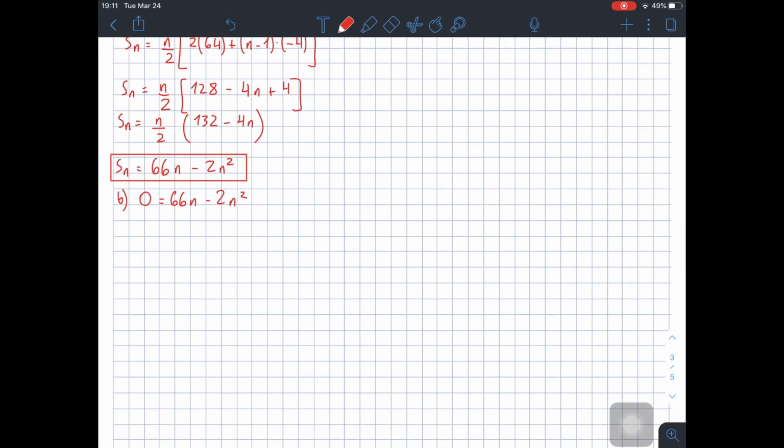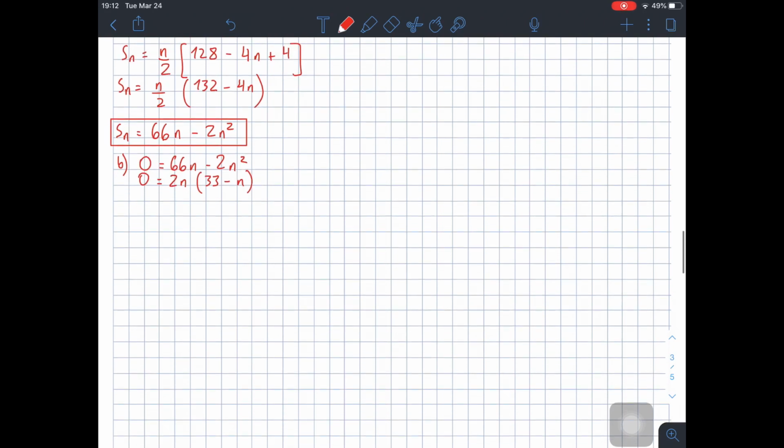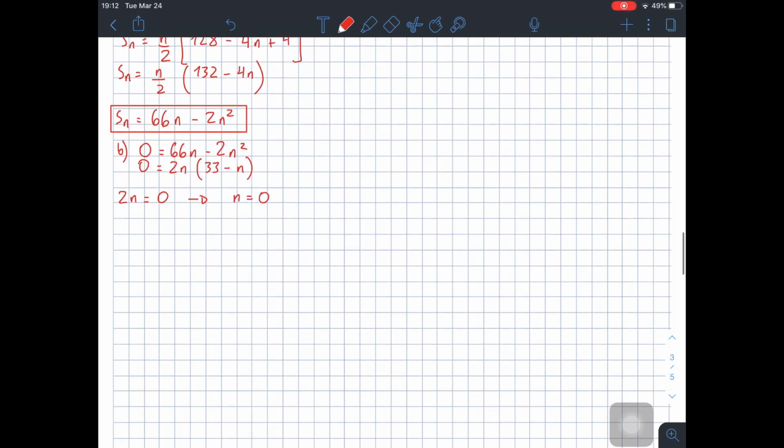So how do we do this? You see that we can factor, there's a common factor which is 2n, right? So we're going to get here 33 minus n. So if this is set equal to 0, we have a product of two terms, right? That means two things. That 2n may be 0, which will give us as an answer n equals 0. And the second possible result would be that 33 minus n should also be 0. And that gives us a result of n equals 33, okay?